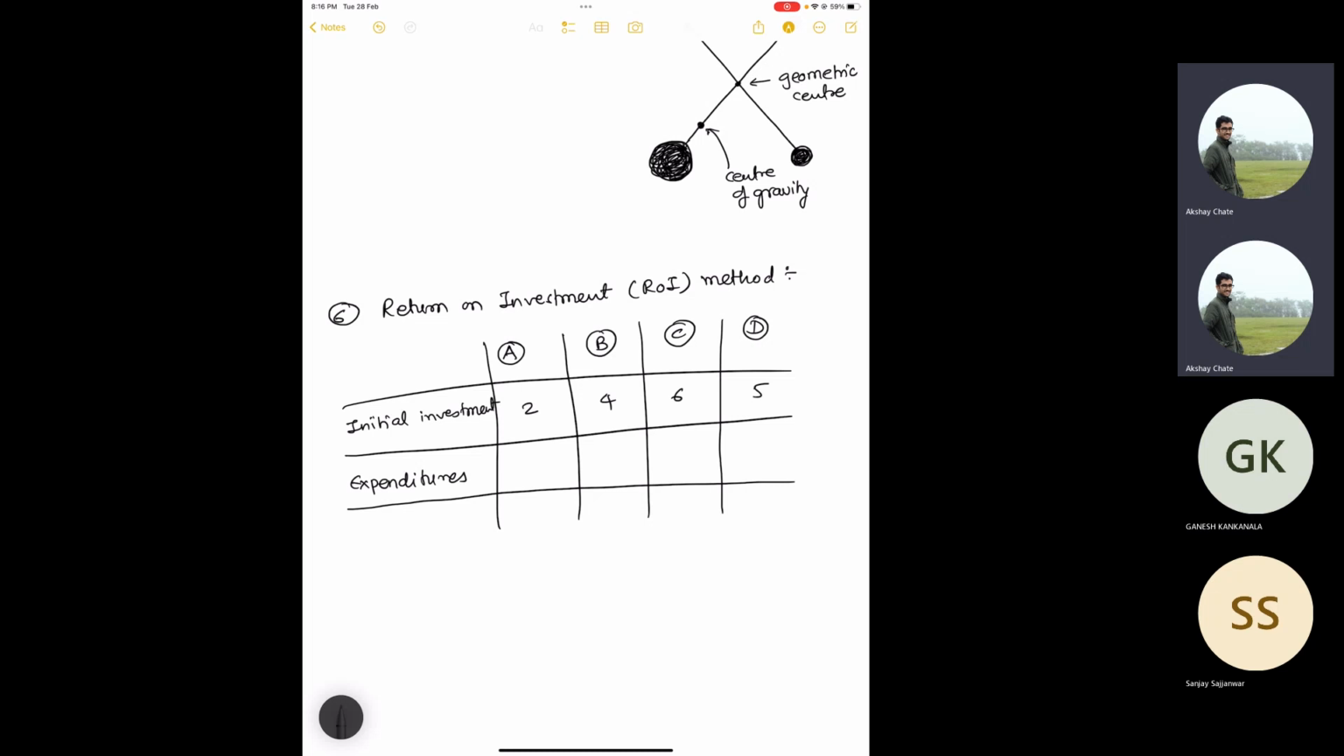You are doing some market survey, asking your friends who already have plants in that location how much it costs, etc. And then you get these numbers, let's say 5, 2, 1, 8, on a yearly basis. These numbers will change, right? Initial investment will be fixed, but these expenditures will be a function of time.